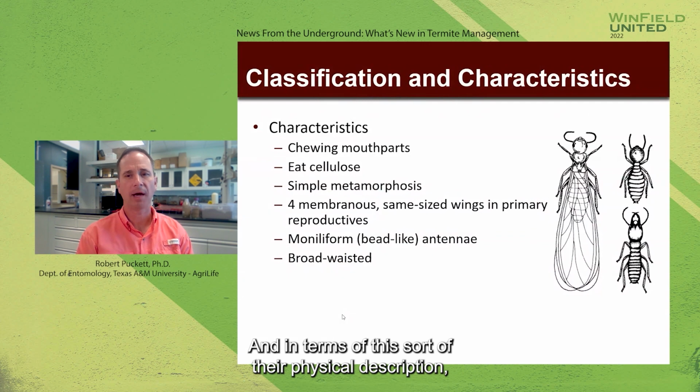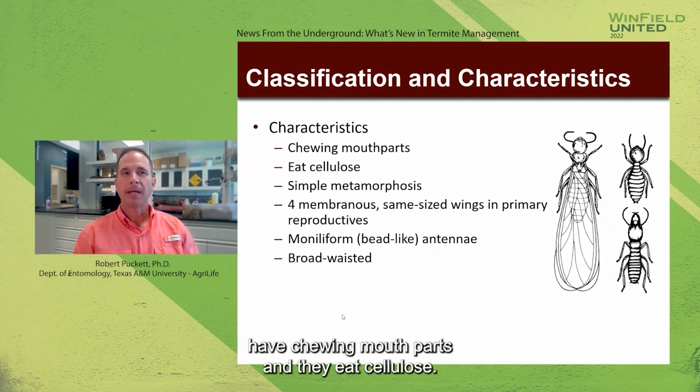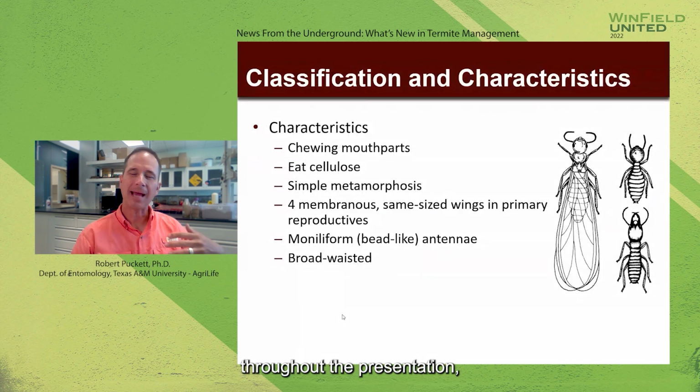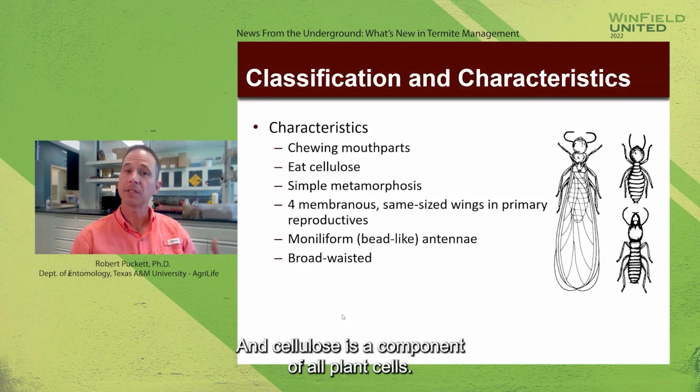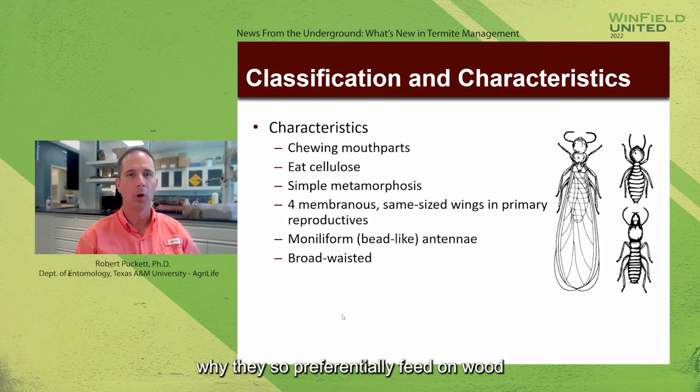And in terms of their physical description, these insects, of course, as you know, have chewing mouthparts. And they eat cellulose. We're going to talk about this at different points throughout the presentation, but that's all they're after as a food resource. Cellulose is a component of all plant cells. So this should give you a clue why they so preferentially feed on wood, because they're trying to extract the cellulose out of the wood.